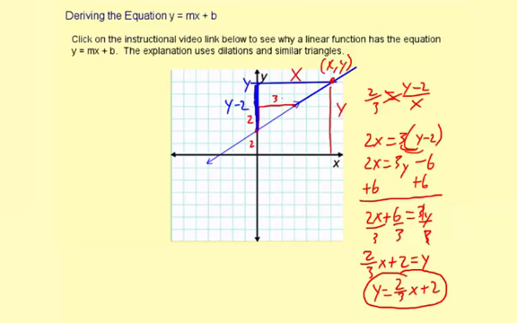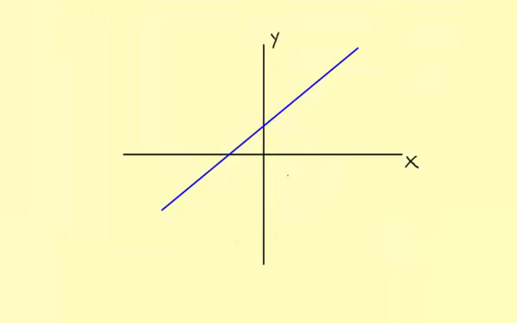Now let's take a look at the generic case. Here's a generic linear function. The initial value is b, so the point here is 0, b. And we'll do a unitized rate of change, m to 1. Now we'll do another triangle.